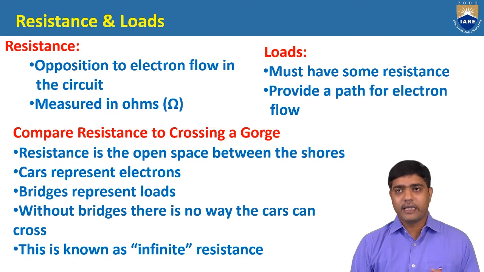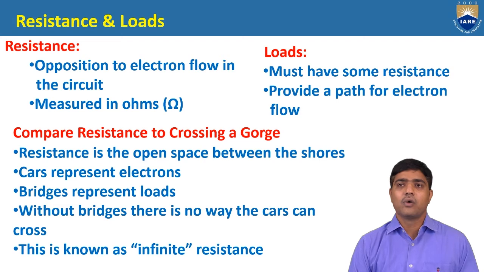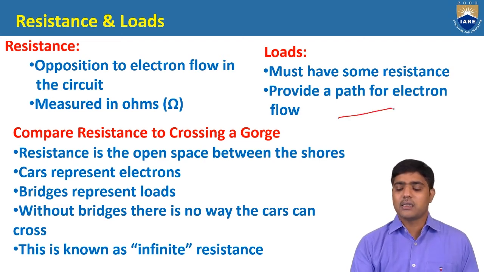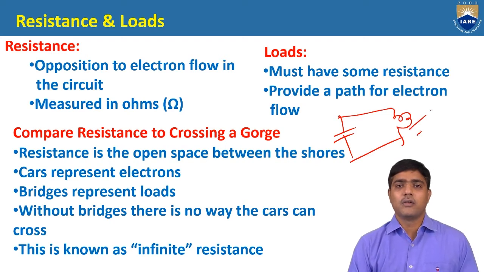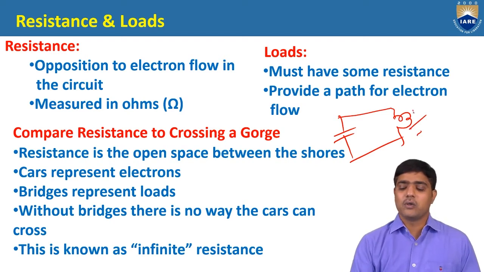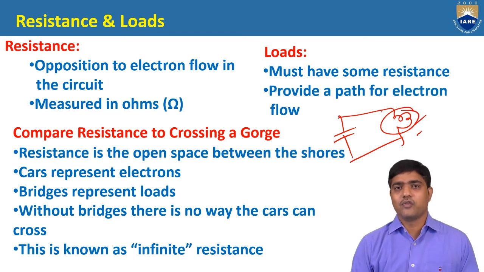Then for explaining the concept of resistance, here I am going to take a simple example. What is resistance here? Resistance opposes the flow of electrons. We usually measure resistance in ohms. And what is the load? If you take any electric circuit, here this is the battery, and if you connect a bulb here, this bulb is going to act like a load. So without the load there is no flow of electrons. If there is no load, there is no flow of electrons.